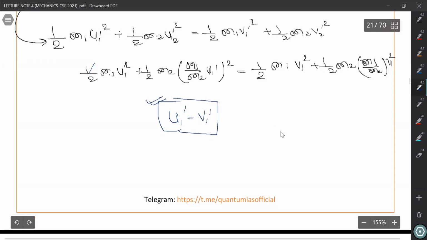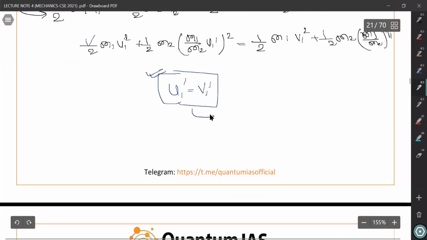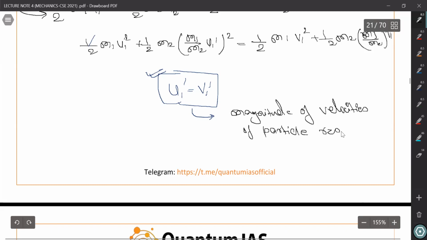From this, what we can infer is that the magnitude of velocities of the particles remains unchanged.